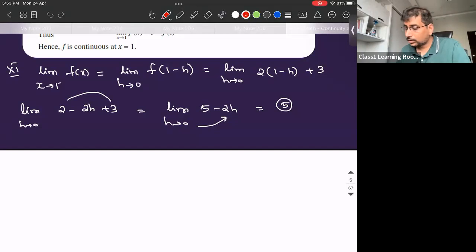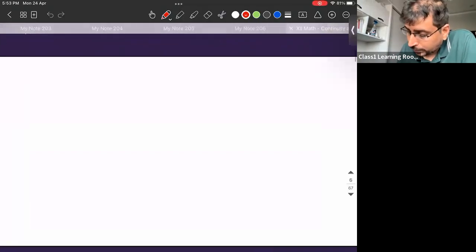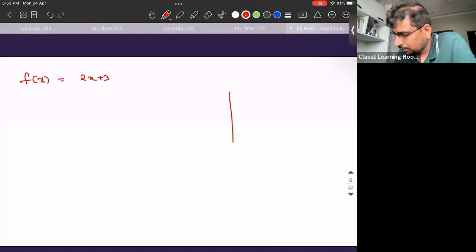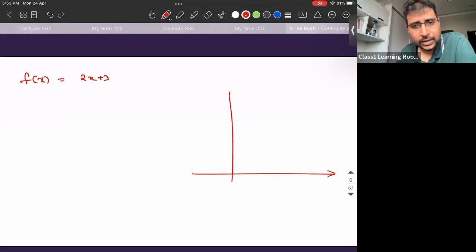Sorry, guys. So listen. What is the function given here? f of x is equal to 2x plus 3. By the way, did I solve this problem? I feel like I've done this.